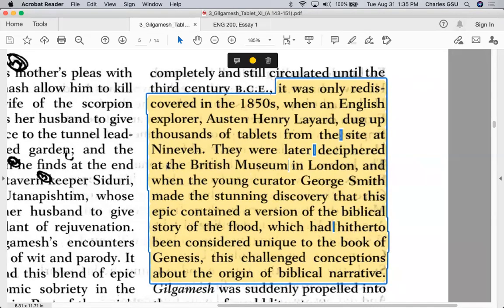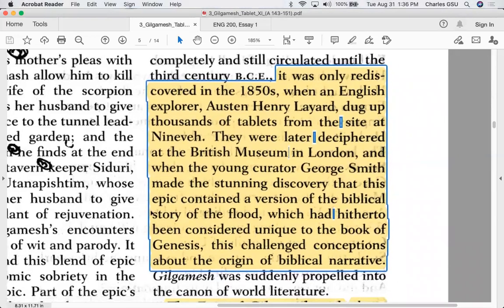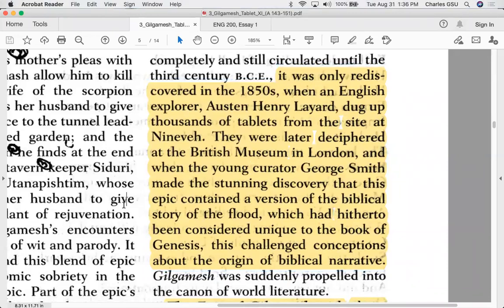They were later deciphered at the British Museum in London, and the younger curator George Smith made the stunning discovery that this epic contained a version of the biblical story of the flood, which had hitherto been considered unique to the book of Genesis. This challenged conceptions about the origin of biblical narrative, which, I understand, a lot of people don't want to talk about or accept. They want to say, no, this is the word of God, and therefore it's divine text, and it cannot contain any kind of story about a pagan polytheistic religion that occurred earlier.